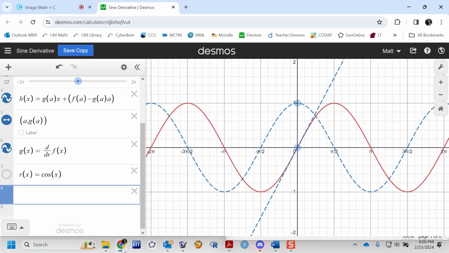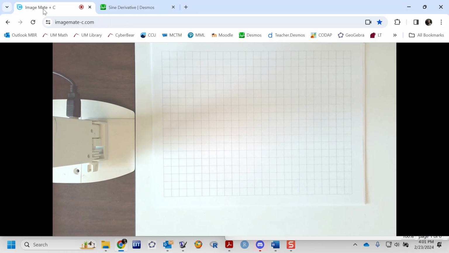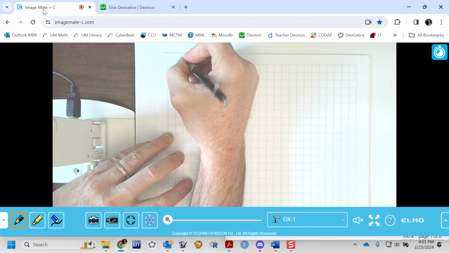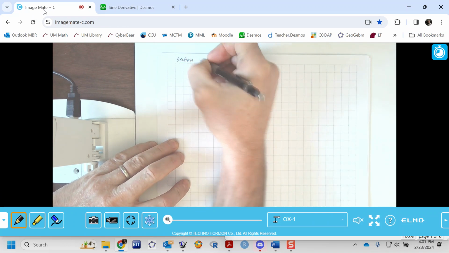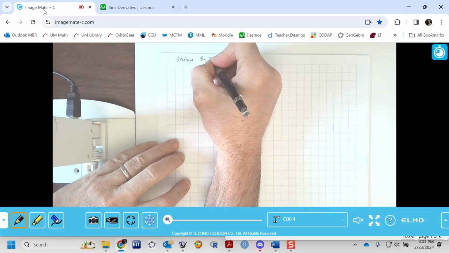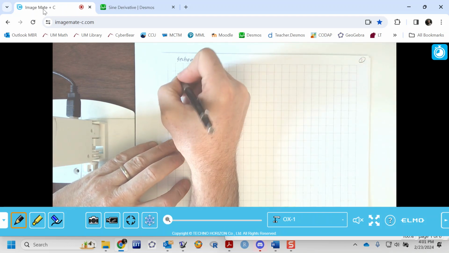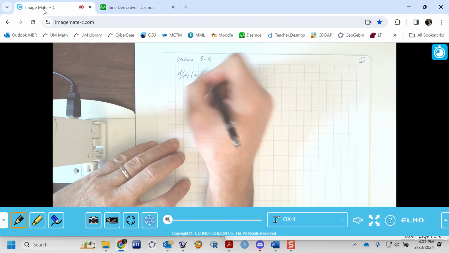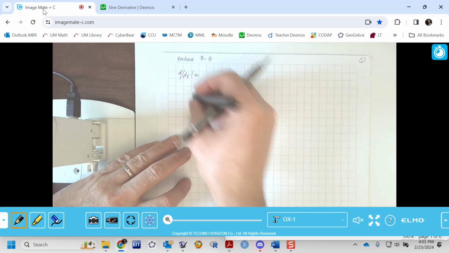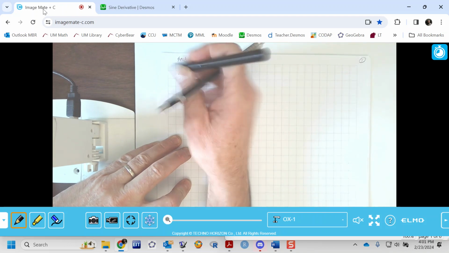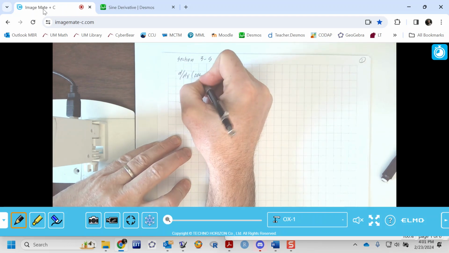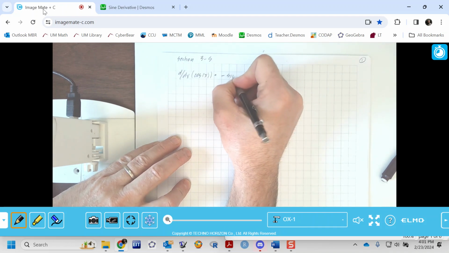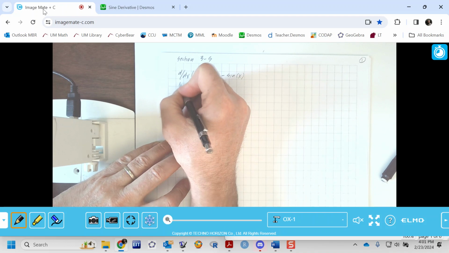So we have something new there. Let's just think about it a little bit. So this is section 3-5, page 1. What we want to show is d by dx of the cosine is equal to negative sine of x. Here's our proof.